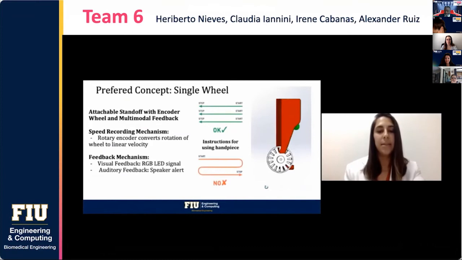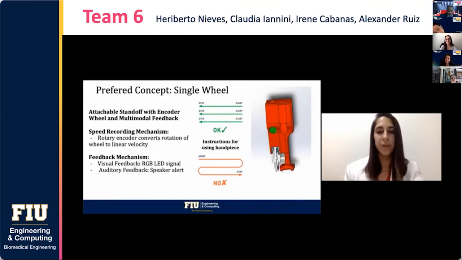This was deemed as acceptable since the instructions of the Renuvion recommend moving the handpiece in parallel lines and the current standoffs are rotated about the tip of the handpiece as needed. Now I'm going to pass it on to Alex, who's going to discuss the technology used for the Dreams.